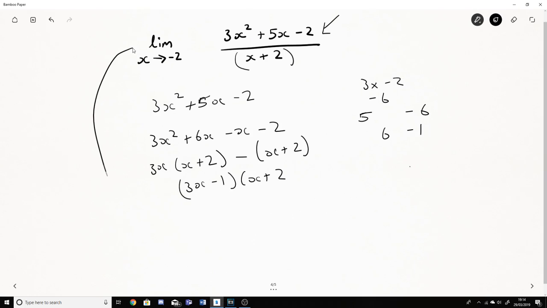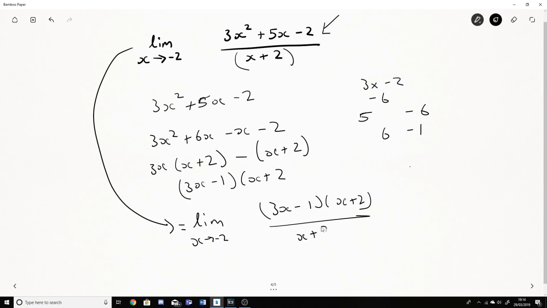Now, bringing this factorization back into the initial bad boy right here, this just equals the limit as x approaches minus 2 of 3x minus 1, x plus 2 all over x plus 2, and there you go, the x plus 2's cancel out, and we're left with 3x minus 1. I sub in minus 2, minus 6, minus 1 equals minus 7, and there's our answer.